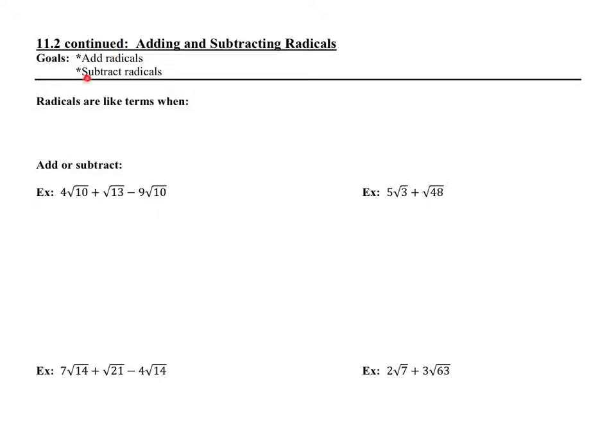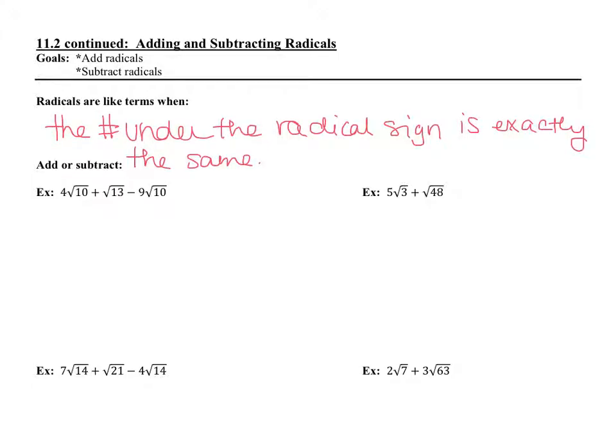In this section, you'll learn how to add and subtract radicals, as well as multiply radicals using the distributive property. The first thing that you need to know is that radicals are like terms when the number under the radical sign is exactly the same. So just like with regular like terms, say 3x and 2x, since their variable pieces match exactly, you're allowed to either add or subtract, and you do so by adding or subtracting the coefficients, and the variable doesn't change. The same thing would happen with radicals.